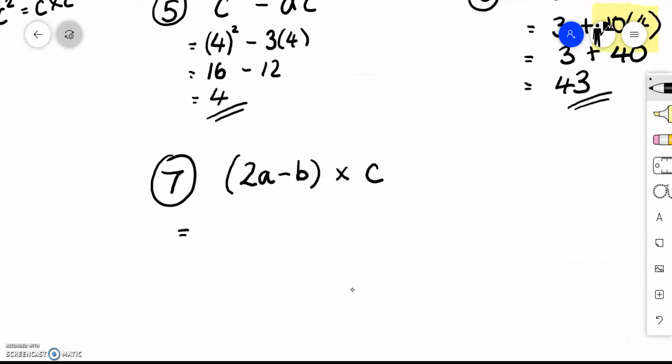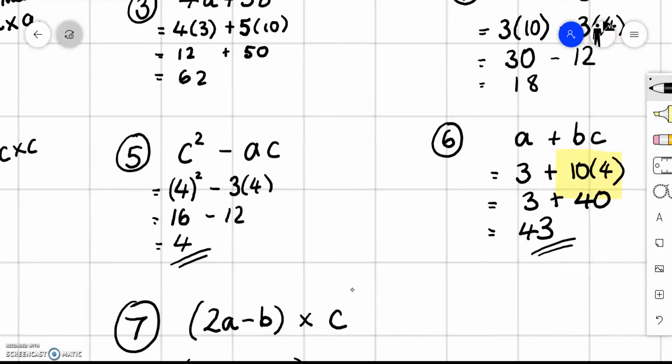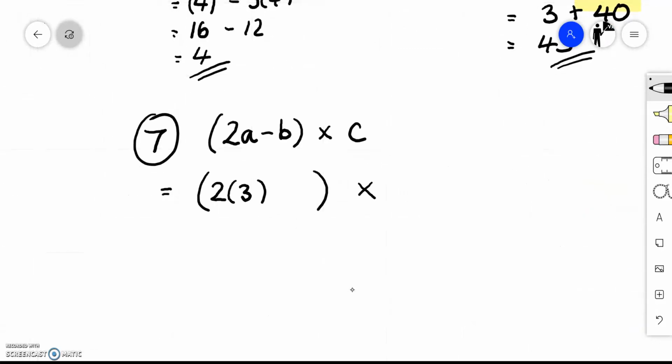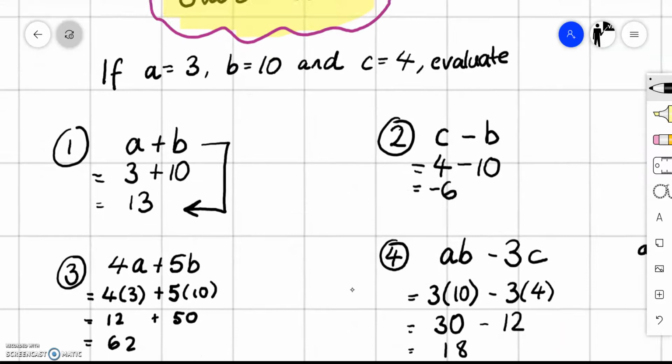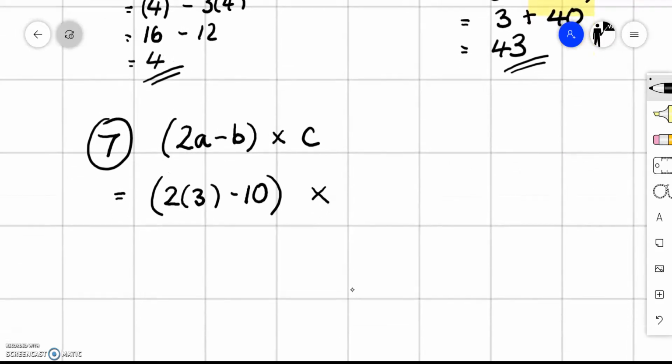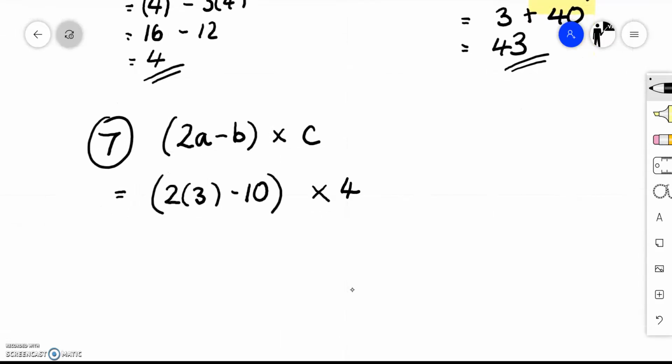So let's just substitute our values in first. So we've got 2 lots of a. What was a again? A was 3. So it's 2 lots of 3. We are subtracting the value of b. So it's 2 lots of 3 subtract 10. And we are multiplying that by 4, because the value of c is 4.